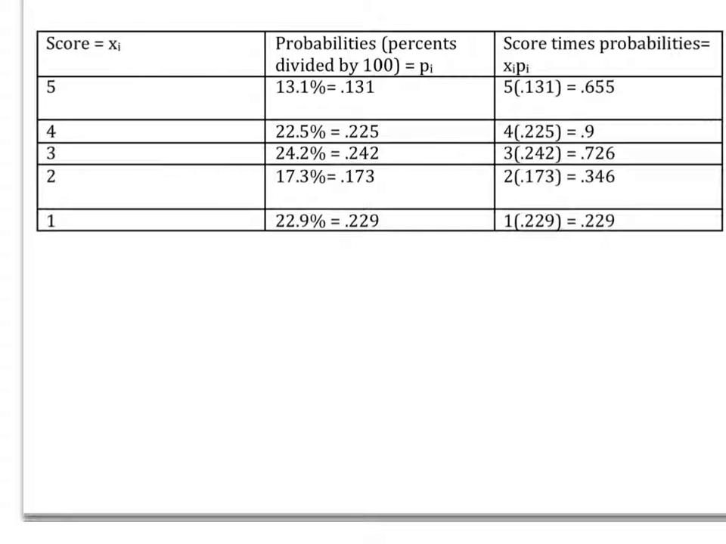And the mean of this table will be found by taking the sum of the score column times each one of the probabilities and then taking this last column and summing it up. So the mean is equal to the sum of each individual score times its corresponding probability.